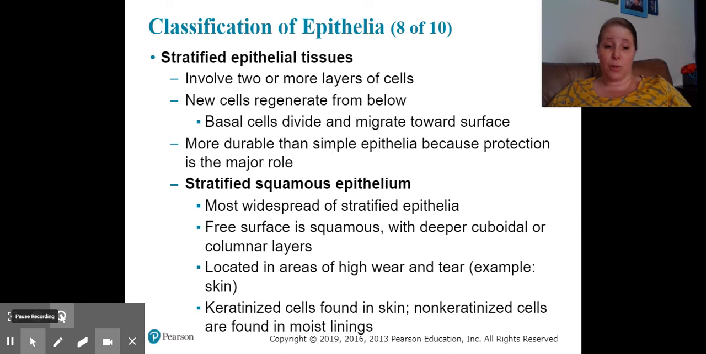Stratified squamous is the most widespread kind of epithelium, and that's all over your body. That's everything you see when you think skin. The free surface is very squamous. The apical surface is squamous.